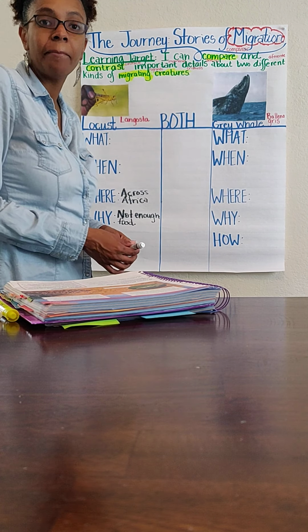So for the how section, I'm going to write by the billions. Okay? And notice how I'm getting all of my information from the text and not my brain. I don't want to know what's in your brain. I want to know what the text tells you. So now we just need what and when.